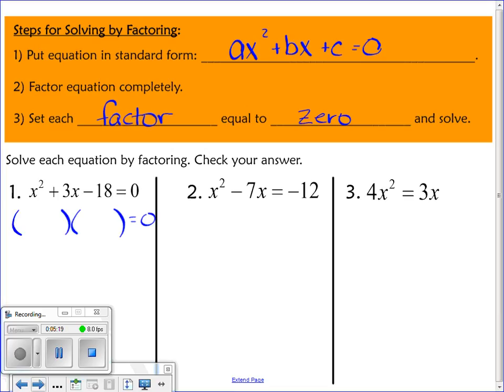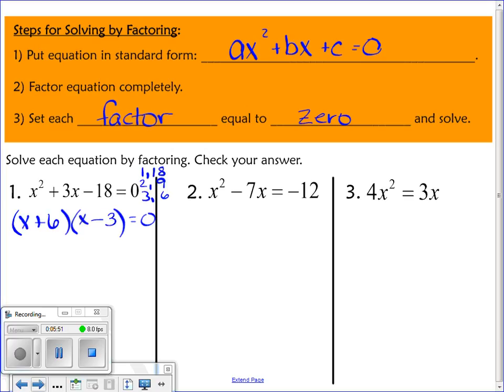Your last one's negative, so what are your signs? Plus, minus, good. What are your options for A? Good, x and x. All right, options for C? I know some of you figured it out, but 1 and 18, 2 and 9, 3 and 6. Which one's positive? 6 and the 3.